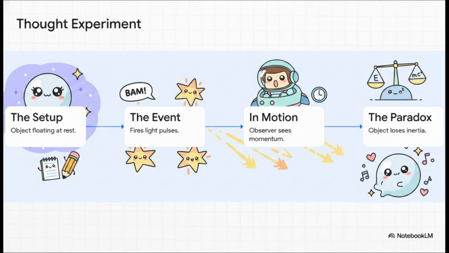But here's where it gets wild. Step 3 introduces the view from motion. Einstein imagined a moving observer watching this exact event happen. To that moving observer, those light pulses actually carry momentum. This creates step 4, the ultimate paradox. For the math to actually work, and for momentum to be conserved while the object's speed stays exactly the same, the object itself must have lost a tiny bit of its inertia, which is its resistance to acceleration.